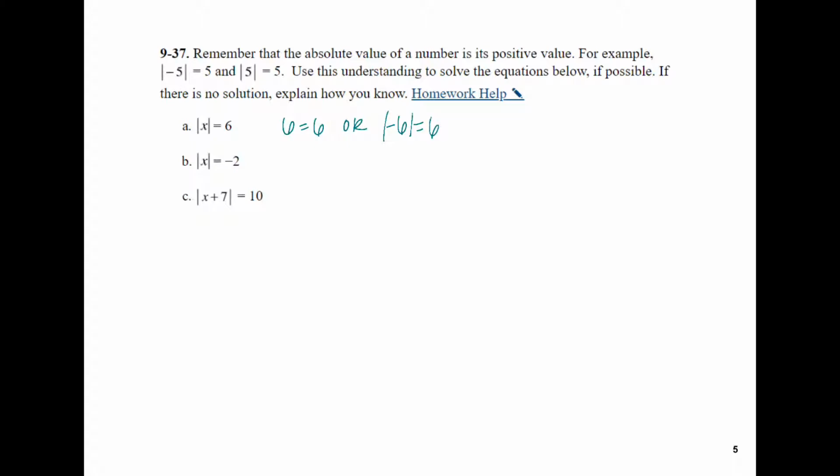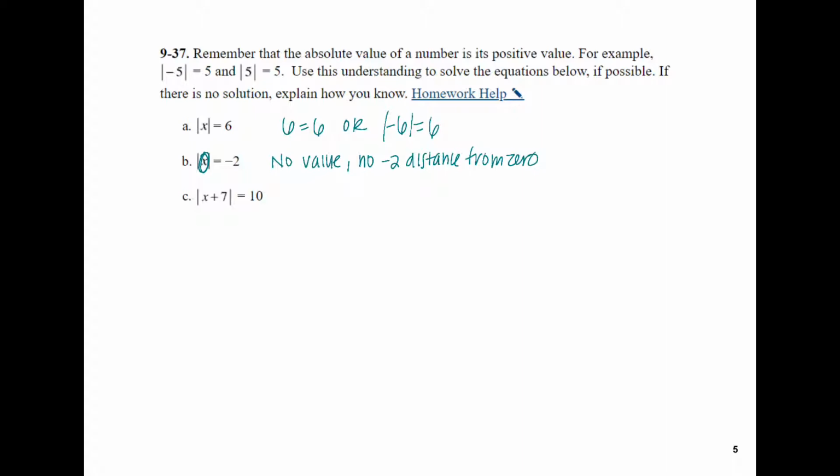When we look at B, it says, what is the value of x that if we take the absolute value of it is equal to -2? Well, there is no value, because there is no -2 distance from 0. So we can't have an absolute value ever be set equal to a negative number.